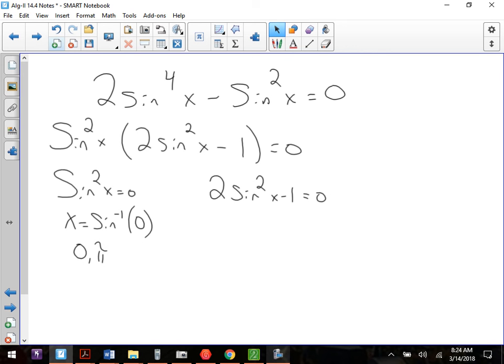The other one takes a second to go through. What do you do first? Add 1, and then you would divide by 2. Good. So now you have sine squared x equals 1/2.